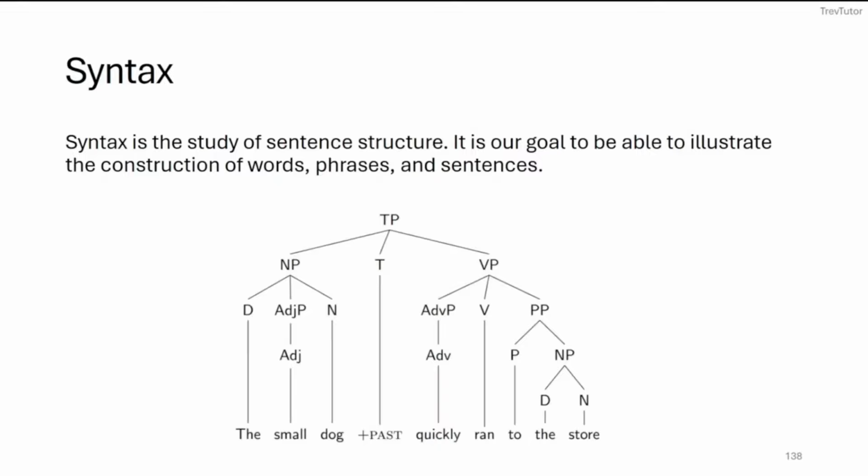So syntax is the study of sentence structure. What we want to be able to do by the end of this section is take a look at declarative English sentences and be able to diagram how they are formed into different word categories and phrases. So for example, this structure may be a little bit scary at first: for the small dog quickly ran to the store, but we're going to learn how to label each individual word category and then how we can build them up into phrases in order to form a complete sentence.